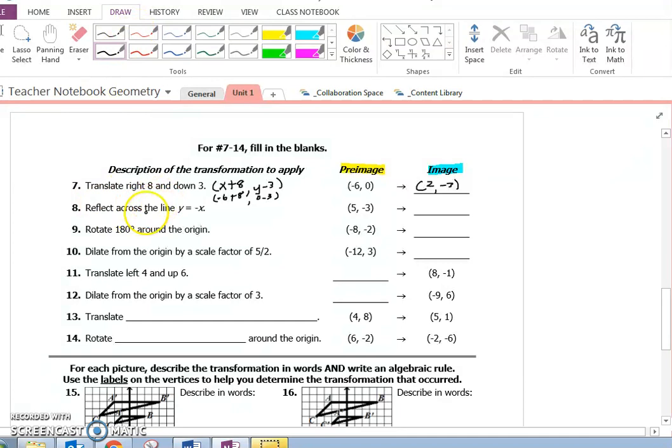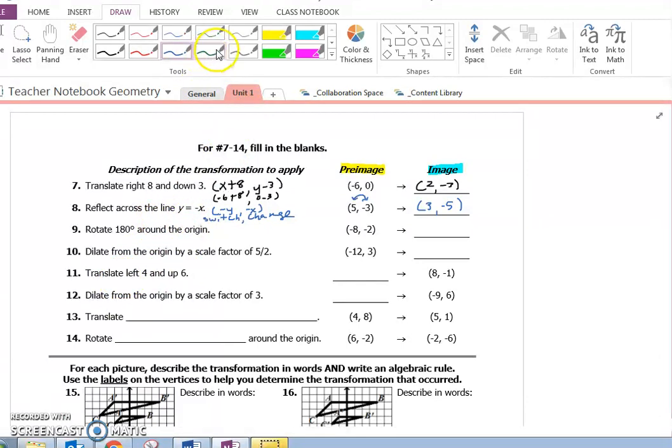Alright, next one, and this is where it's good to just have your rules memorized. Reflect across the line y equals negative x. That rule is negative y, negative x. So that means they switch and they both change. So they're going to switch, right, and change. So it's going to become 3, negative 5. And again, you just want to have that rule memorized. Y equals negative x is negative y, negative x.